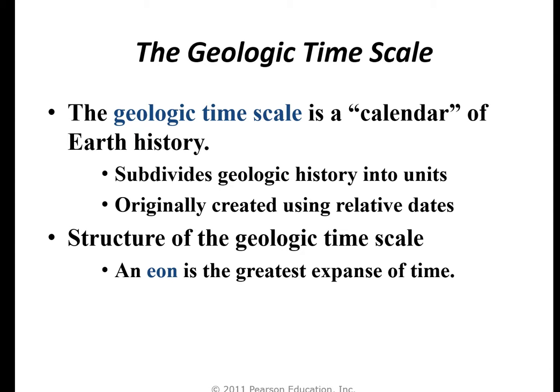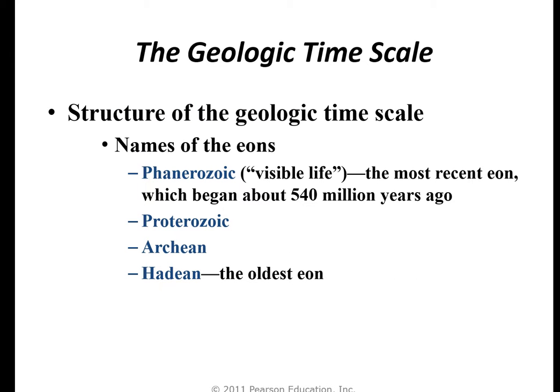So the geological time scale is a calendar of Earth history. It subdivides the geologic time and history into units and was originally created using relative dates. The structure of the geological time scale is an eon, which is the greatest expanse of time. So the names of the eons, we look at Phanerozoic. This is visible life, the most recent eon, which began about 540 million years ago.